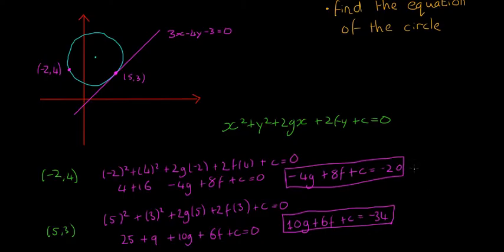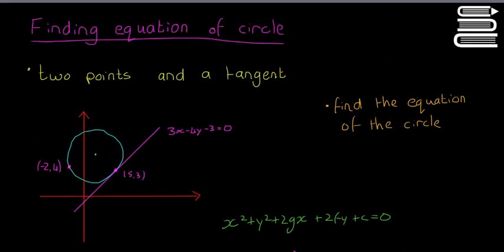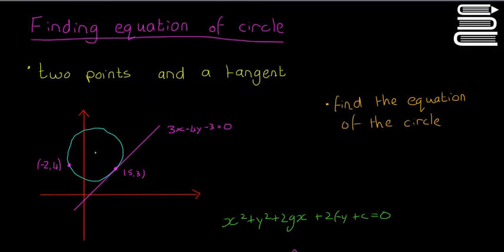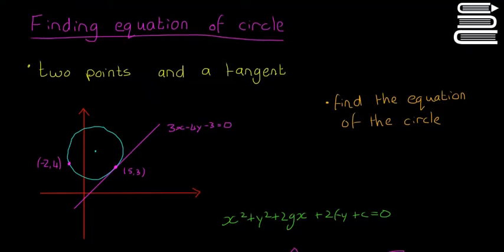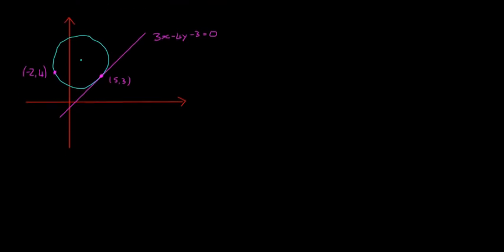So I'm going to call this one equation 1 and this one equation 2, and we need one more equation so we can solve for g, f and c, and we can find our equation of the circle. So how are we going to do that? We are going to use the tangent that was given to us. So this is the tricky part. So to do it, I've copy and pasted a picture of that down here. So we're going to start working on it from down here.